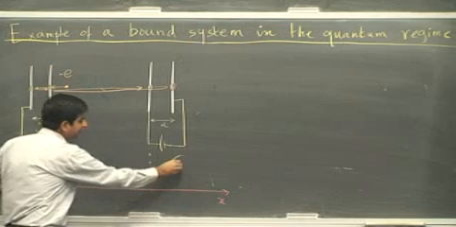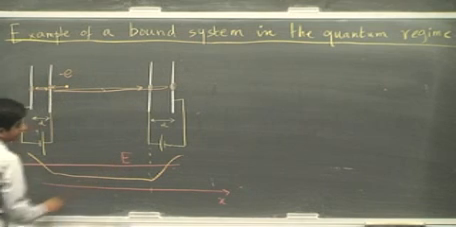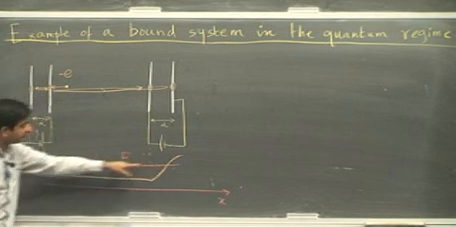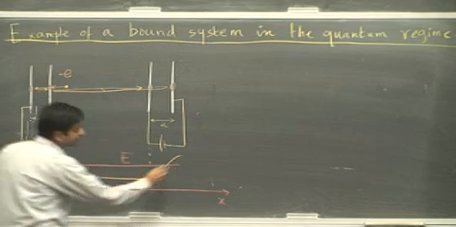And the total energy of the electron could be something like this. So we have to define the total energy. So the total energy of the electron is given by this red line, and the orange line represents the potential energy curve.